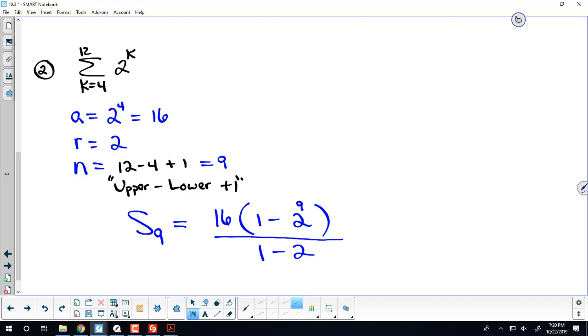If one of these were on the test, I would probably just give you the formula for that. You really just need to know the formula for the infinite geometric series, that a over 1 minus r. Finite, not really that important. So that is 8,176.